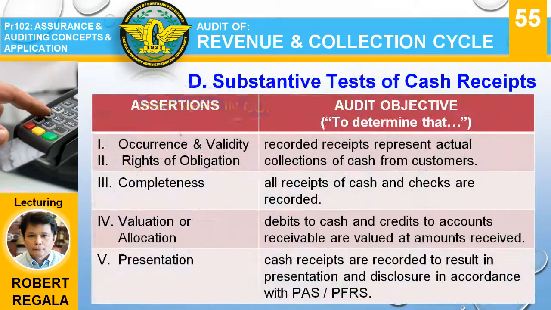Slide 55. Substantive tests of cash receipts transactions. The following are the assertions indicated in the revenue cycle and the corresponding audit objectives of the auditor when performing the specific relevant audit procedures in the following slides.